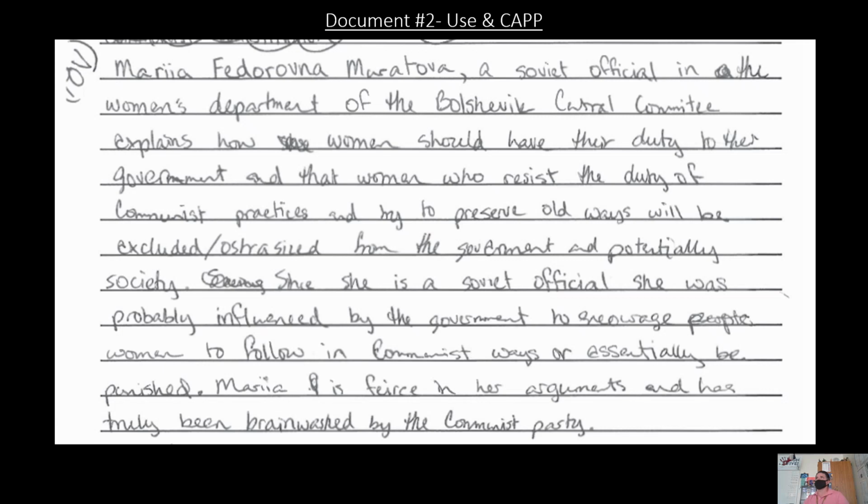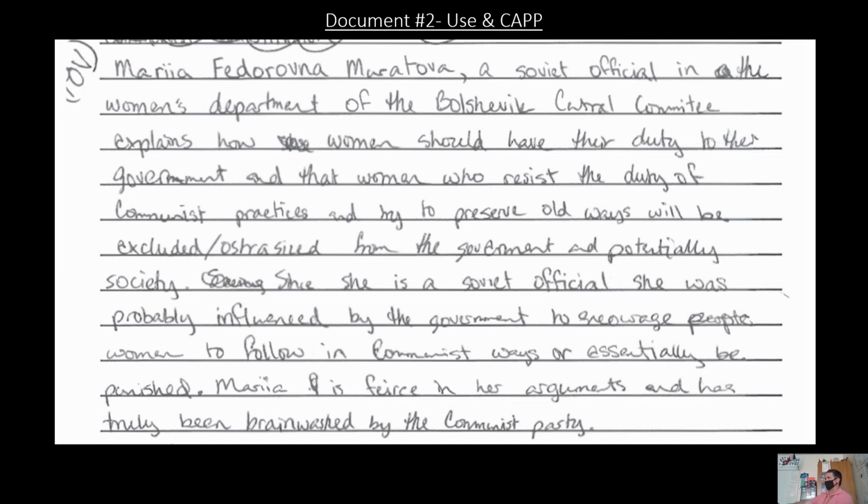So that document's been used, but she hadn't gone into how sourcing, how in this case, point of view really affects what's being said. But here she goes. Since she is a Soviet official, she was probably influenced by the government to encourage people or women to follow in communist ways or essentially be punished. Maria is fierce in her argument and has truly been brainwashed by the Communist Party. She has no way of knowing that, but she's thinking about how this person's position in society might have impacted what they wrote, what they said.